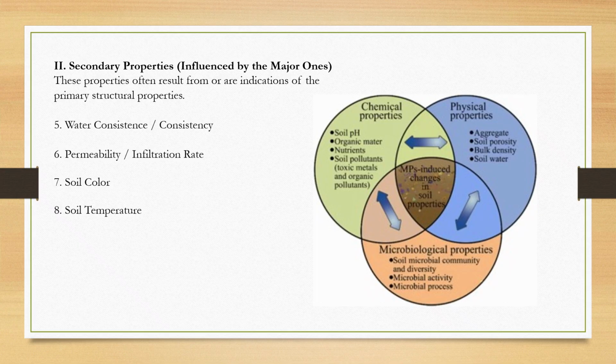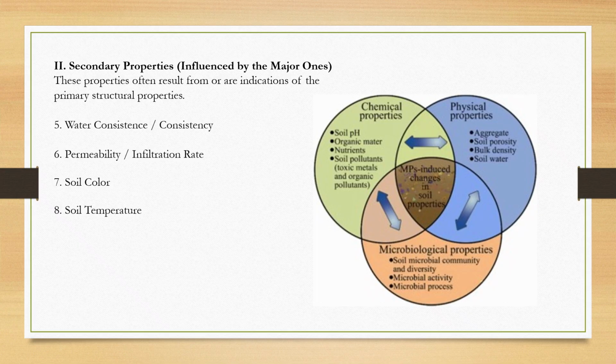The next chemical property is nutrients in the soil. Nutrients are essential elements required for plant growth. For example, nitrogen, phosphorus, and potassium are some essential elements for plant growth. The last chemical property example is soil pollutants. Soil pollutants means substances like toxic metals and organic pollutants that can harm soil health and life.